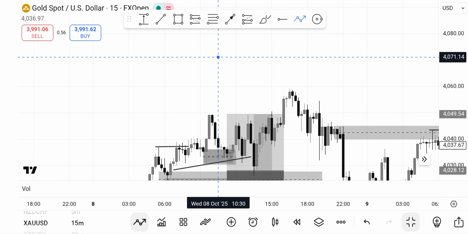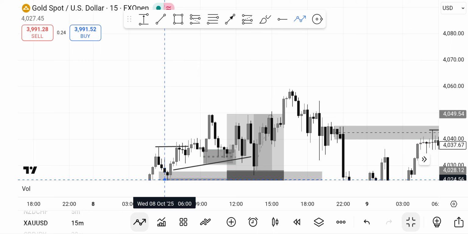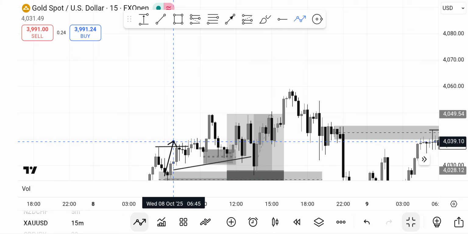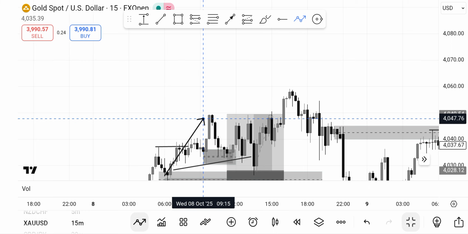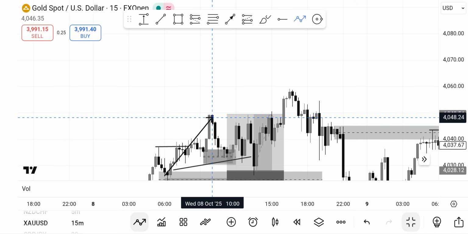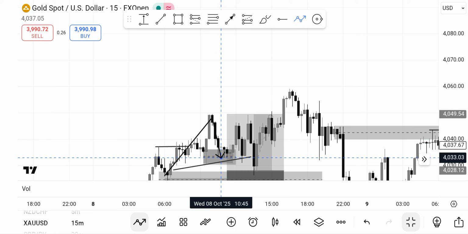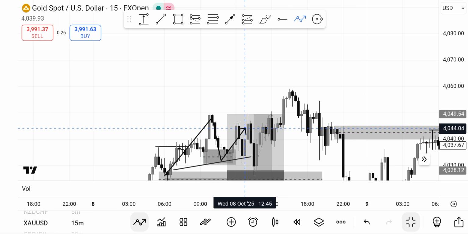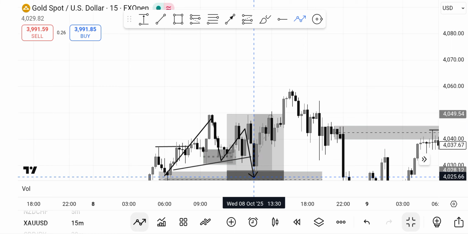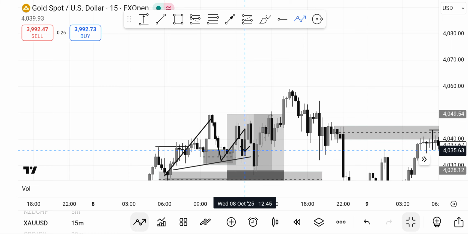market direction and everything. So as you can see, we had a higher high here that broke structure. We had a pullback, which I consider as liquidity, and we had to wait for price to come back to our order block down there.